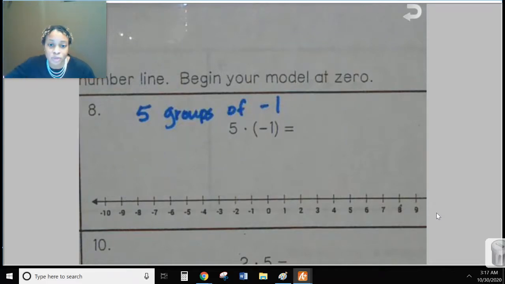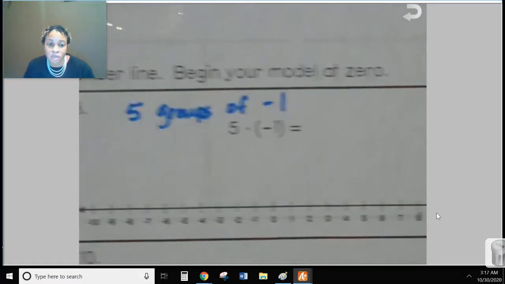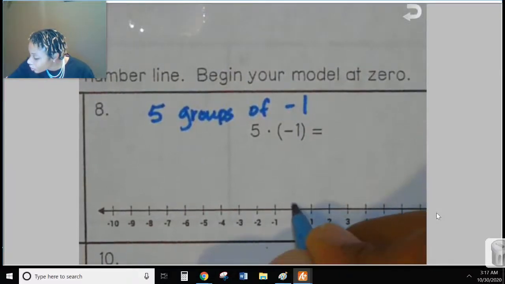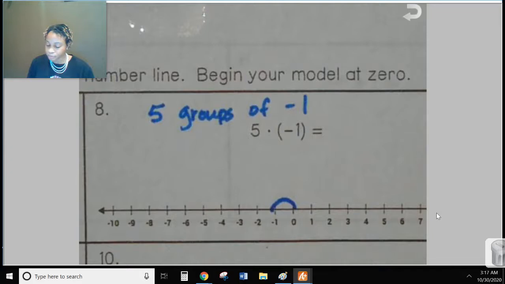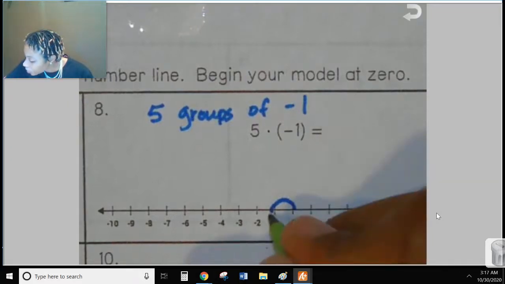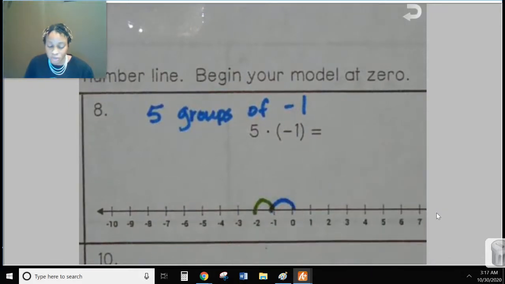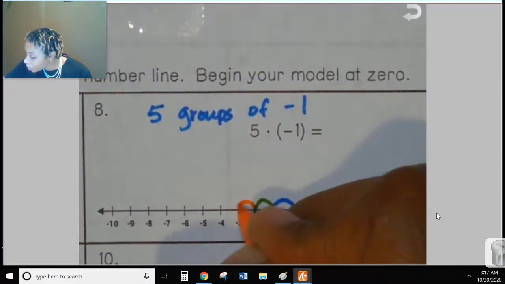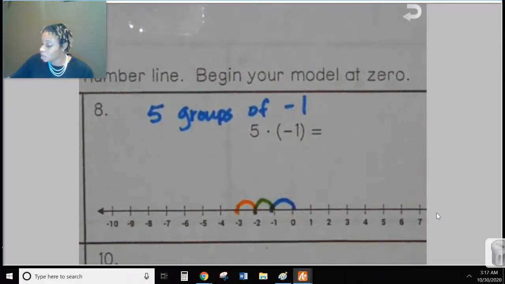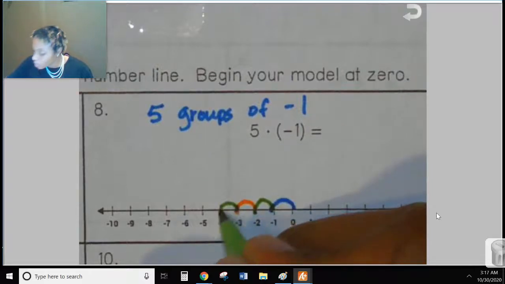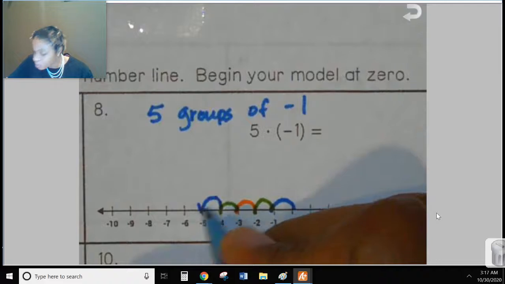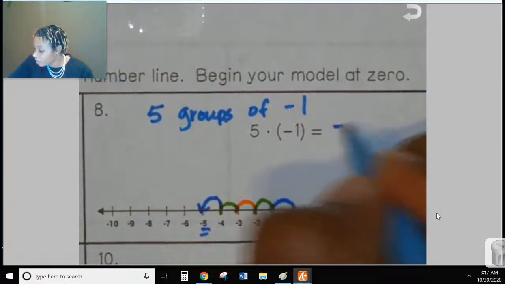So I'm going to, again, try to color code these. I'm going to start from 0 and go to -1. That's 1 jump. Then from -1 to -2, that's 2 jumps. Then from -2 to -3, 3 jumps. 4 jumps. 5 jumps. So my product is -5. Okay?